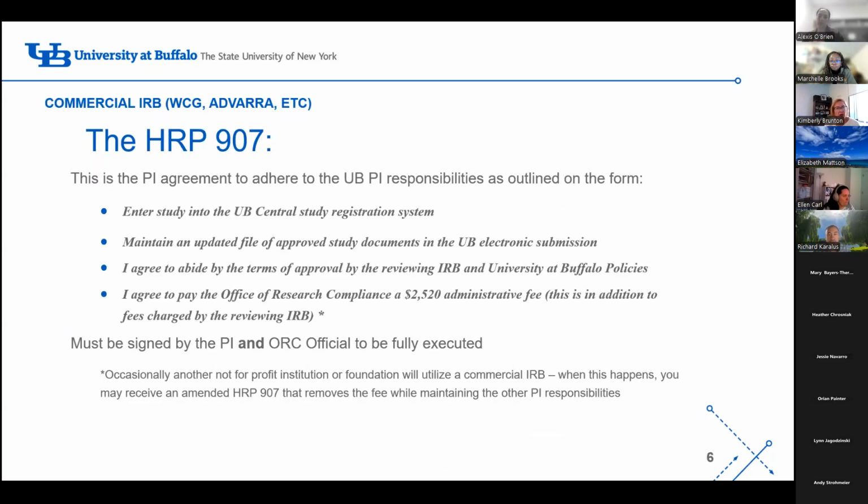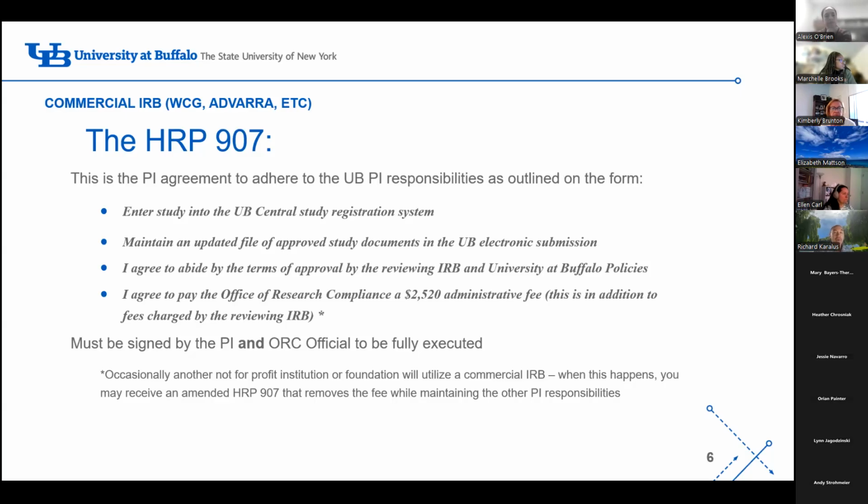Okay. All right, so I can kind of cover this one. This is the HRP 907. This is used for commercial IRBs, and it's basically an agreement between the UB PI and the UB IRB as to what their responsibilities are. So we don't just let you sign off on a reliance agreement and go with the commercial IRB and we never see you again. We need to have records of your study in our system. Again, we need to do COI review and review your training records, and we need to do that annually.